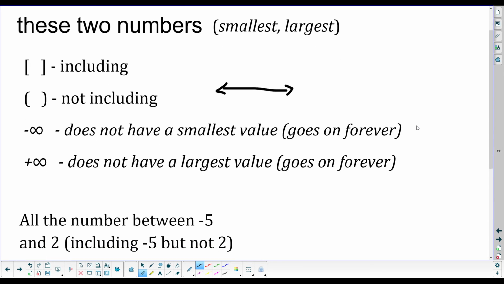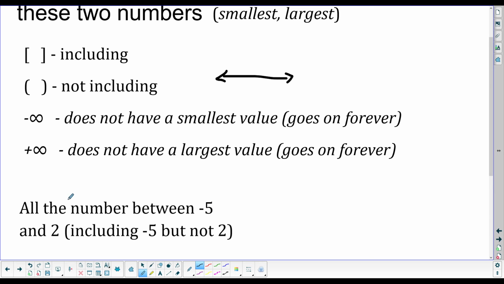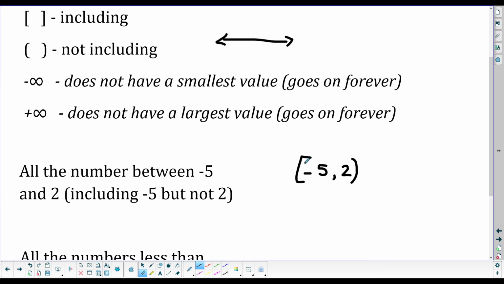All right, so let's look at an example here. I want to describe the set of all the numbers between -5 and +2. I want to include -5, but I do not want to include +2. So I'm going to start with the smallest number, so the left side of that would be -5. And then I want to go up to the biggest number, which is 2. Now it can include -5, so because it can include, I'm going to use a square bracket, but it will not include +2, so I'm going to use a round bracket. Round bracket means not including, square bracket means includes. And we can mix and match those brackets however we need.